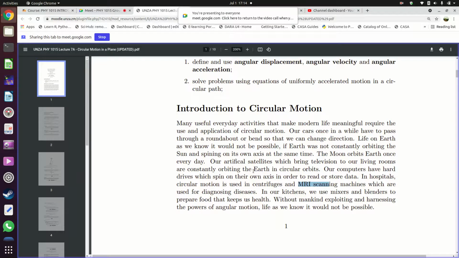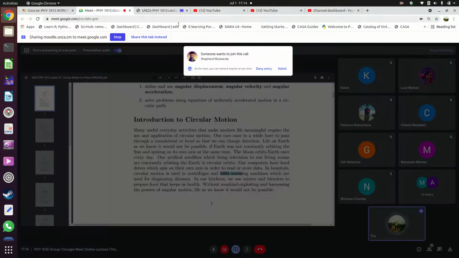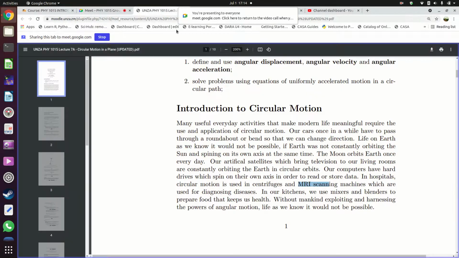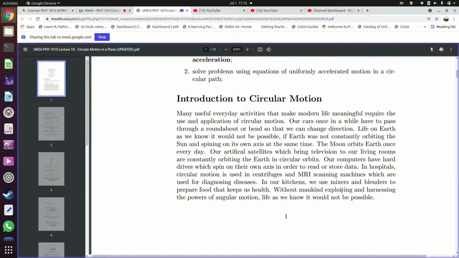Apart from computers and also hospitals, you also have use for circular motion in kitchens. You have got blenders and mixers. They help us make food nicely, good food. For example, if you want a milkshake, you put your stuff in a blender, then you turn on the blender, then it's going to mix up all these things, blend them, and at the end of the day, you're going to have your milkshake.